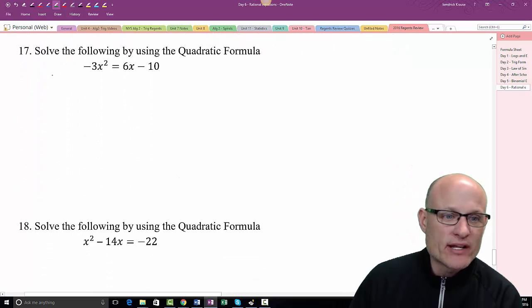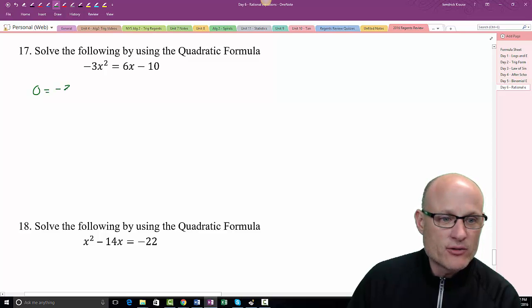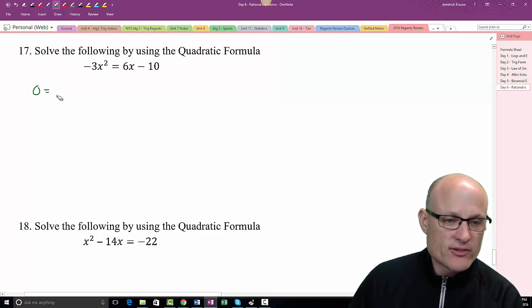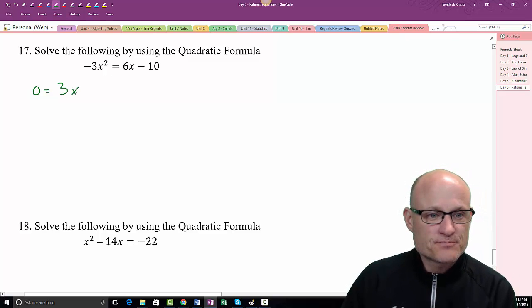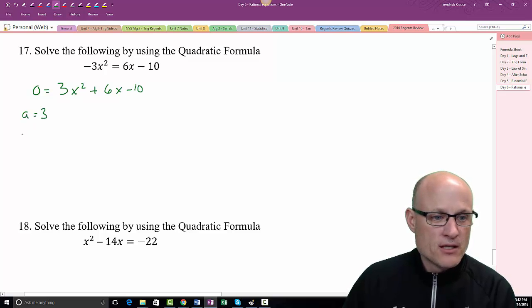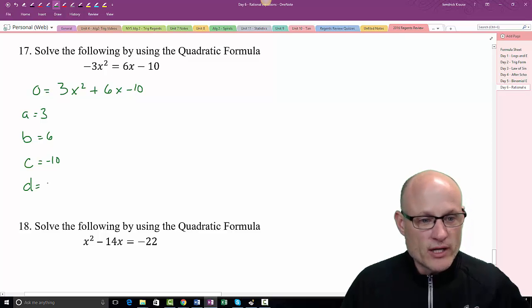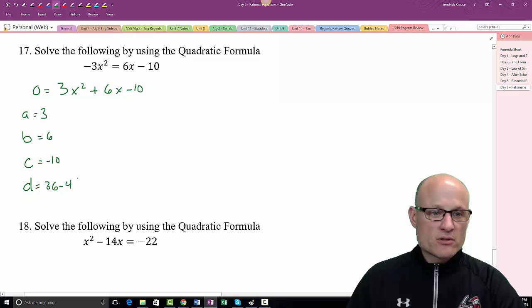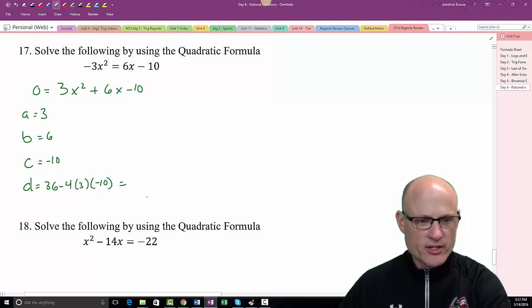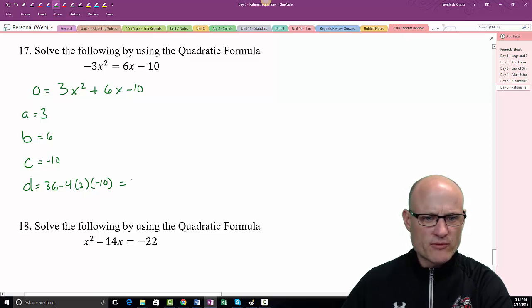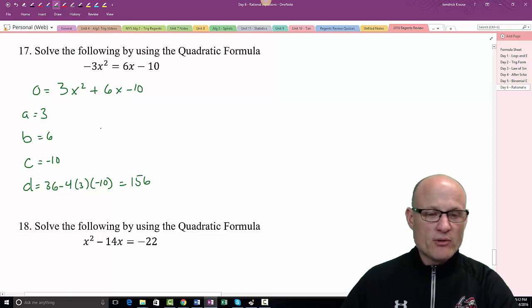Never want to work with an x squared that's negative, so we're going to move everything to the right side. We moved it over to the right side, so it becomes positive 3x squared plus 6x minus 10. So A is 3, B is 6, C is negative 10, and D is B squared, which is 36, minus 4 times 3 times negative 10. That's going to be a big number. We've got to figure out what that is. Let's see, it's 120, 36 plus 120, it's 156. That's probably going to have to be reduced. So I take my formula.